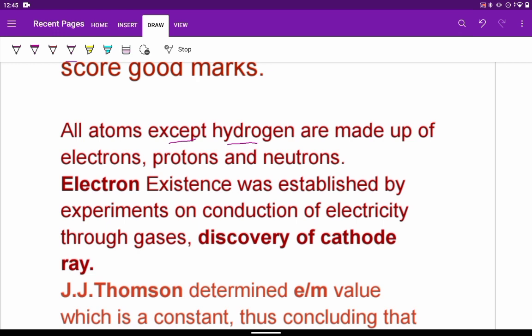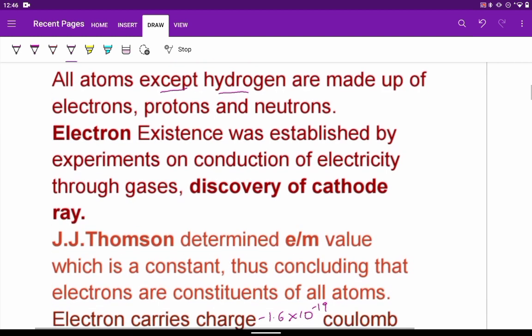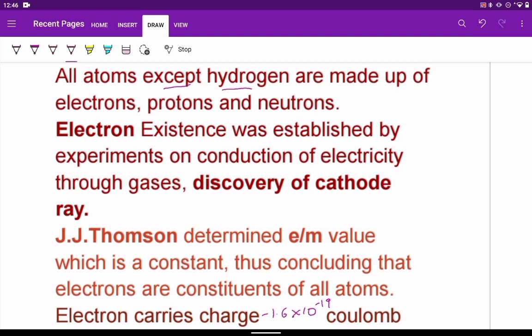Next we have to see the subatomic particles. Electron. The nature and existence of electron was established by some experiments, and the experiments were on conduction of electricity through the gases, that is discovery of cathode rays. And J.J. Thomson determined e/m value and proved that whatever gas is taken in the discharge tube and whatever be the material of the electrodes, the value of e/m will always be a constant, means same value. So we can conclude that electrons are the common universal constituents of all the atoms. Okay. So it was found that e/m value, it was same every time.